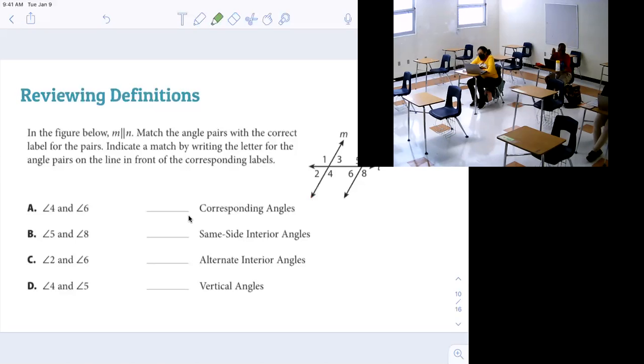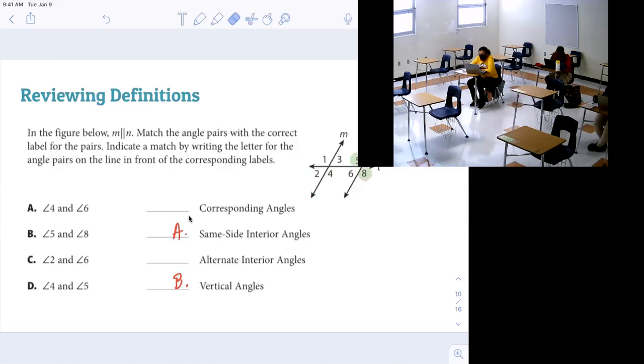Okay. Angle 4 and angle 6, what are they? Same side interior angles. Good. So it was A. I made sure it was right. Angle 5 and angle 8, what are they? Alternate interior angles? Ooh, not quite. Corresponding angles? Vertical angles. Good job, Jalen. These are vertical angles because they're located right across from each other. Straight across.